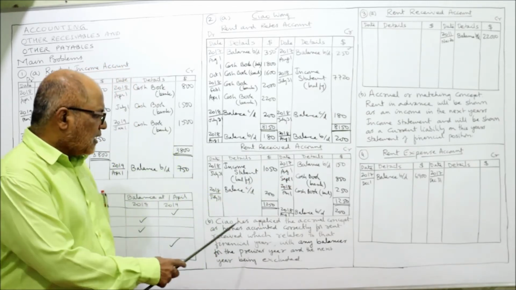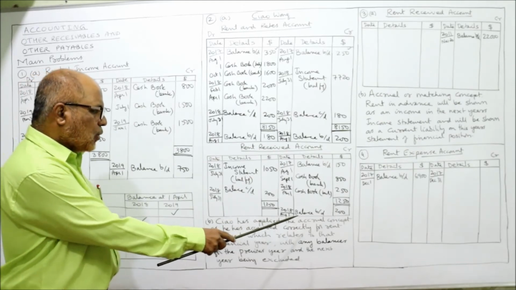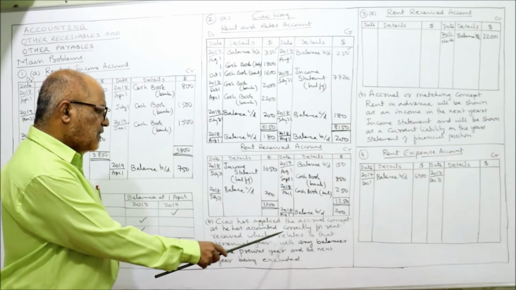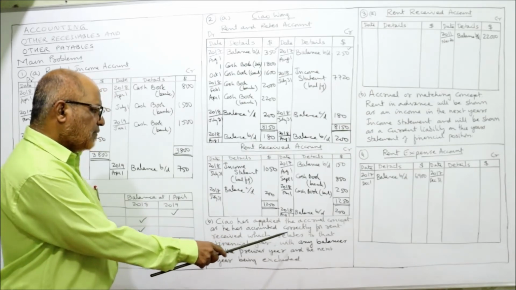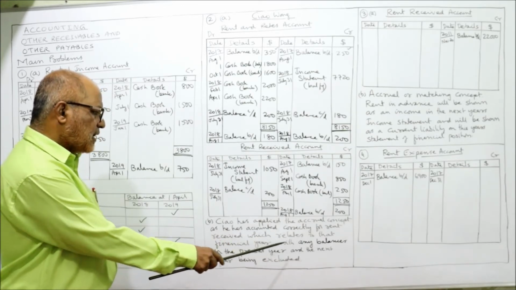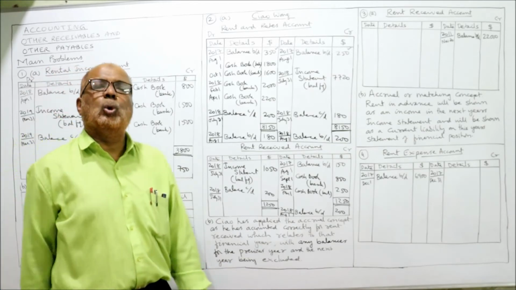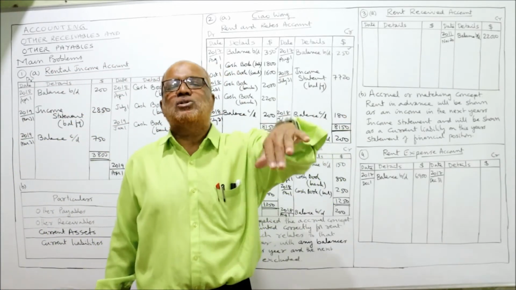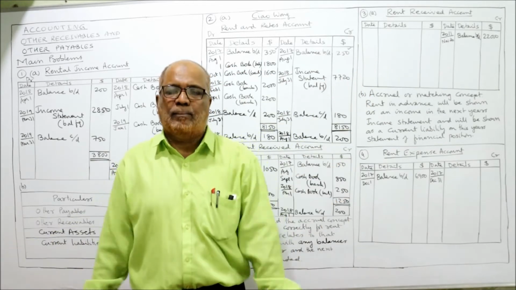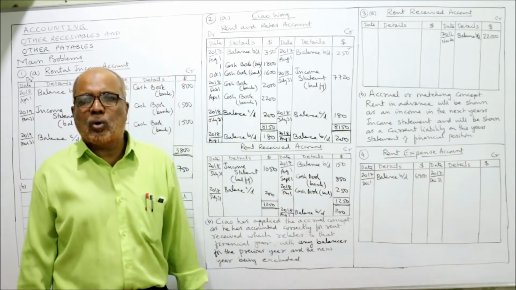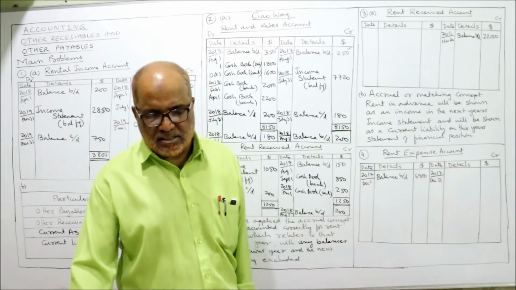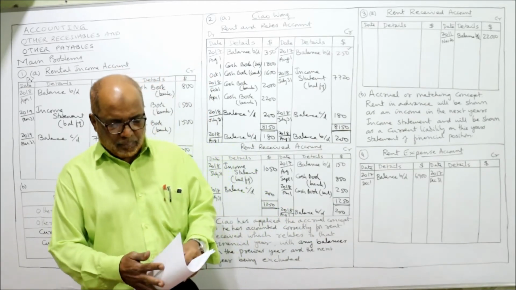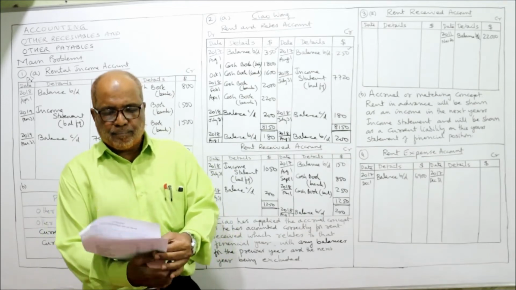Right? So here, Xiao has applied the accrual concept as he has accounted correctly for rent received, which relates to that financial year, with any balances for the previous year and next year being excluded. Any balances of the last year or next year will be excluded because we are following the accrual system of accounting. That's it. So two problems I have explained. Now third problem, problem number 3.